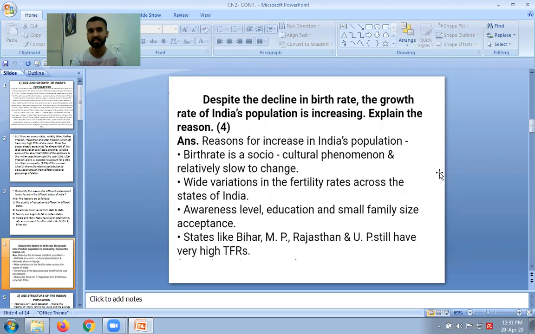Due to these states, the variations are coming, because at one end we have got states that have a lower fertility rate.